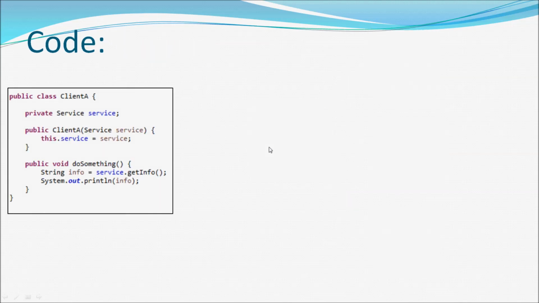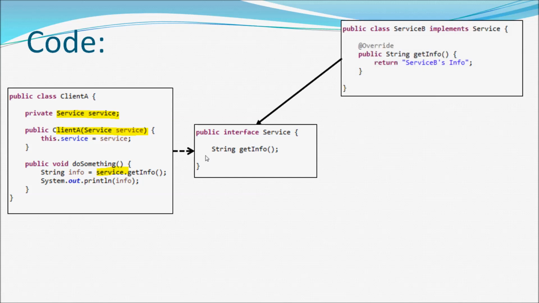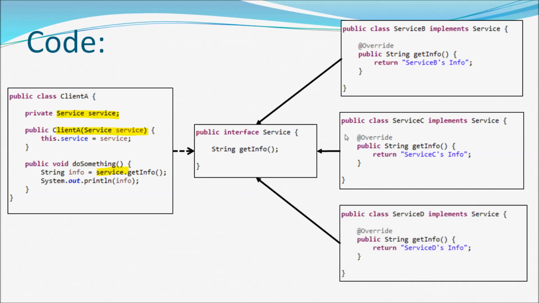And this is a code example. This is the code of the ClientA class, and this is the code of the Service interface. You see, the Service interface defines only one method, getInfo, and in the ClientA class it has a reference to the Service interface, and an implementation of Service will be injected into this class via constructor. In the doSomething method, it invokes the getInfo method of the service, and this is the code of the ServiceB class, an implementation of the Service interface, and ServiceC class and ServiceD class.